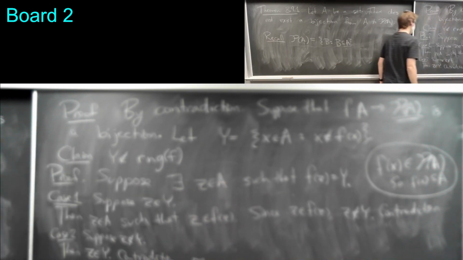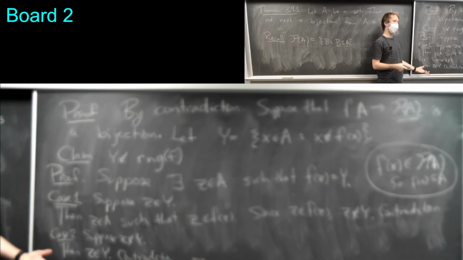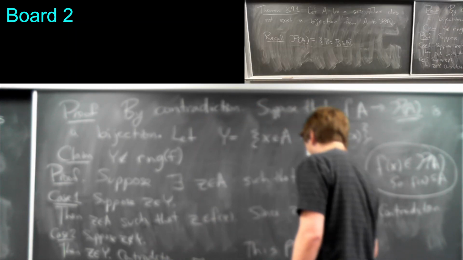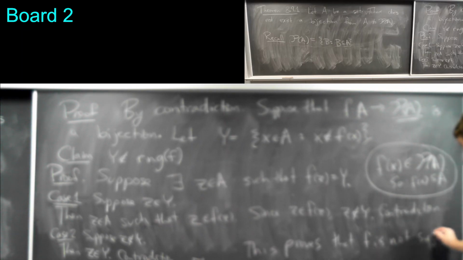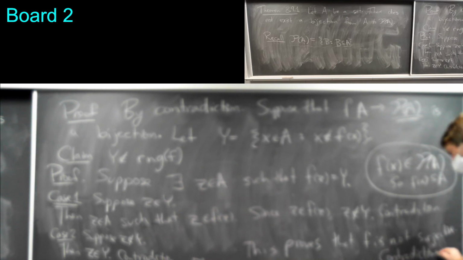Okay, so that proves the claim. Because if we assume that f of z is Y for some z, no matter what, we get a contradiction. And this proves the theorem. So this proves that f is not surjective, which is a contradiction, which proves the theorem. Okay. This is quite an abstract proof, I think.